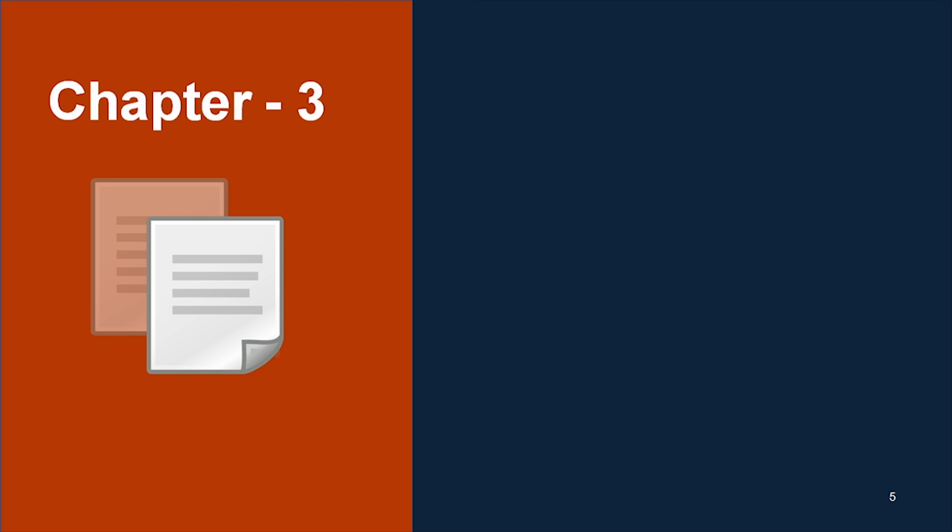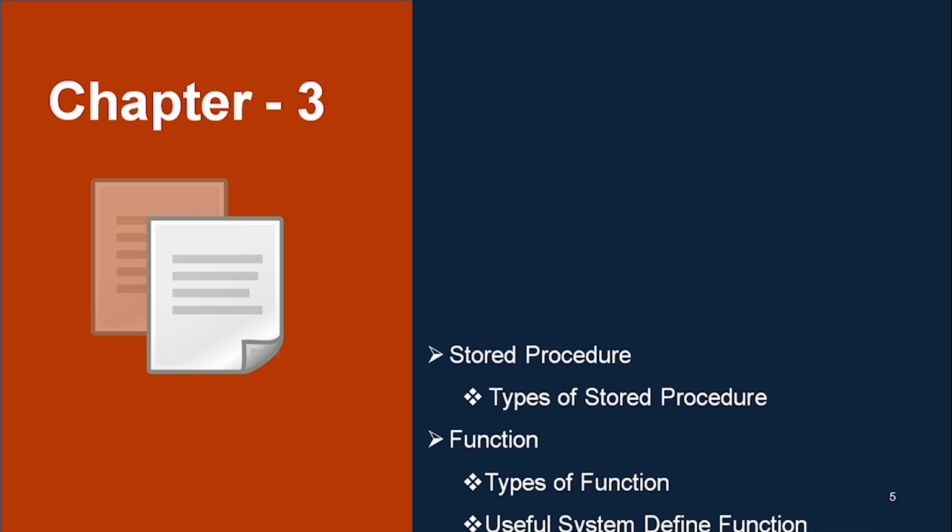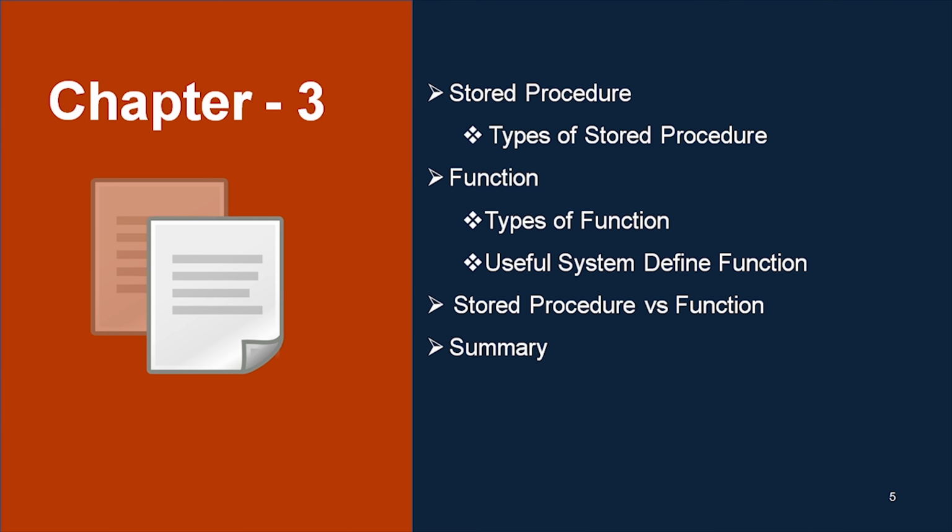Next, in Chapter 3, we start with a most useful topic, that is stored procedures and their types. Next, functions. Then we will discuss types of functions in SQL, as well as some useful system-defined functions and how you can use them in your application. At last, we will discuss the difference between stored procedures and functions in SQL. Similarly here also we will get an assessment and summary of this topic.